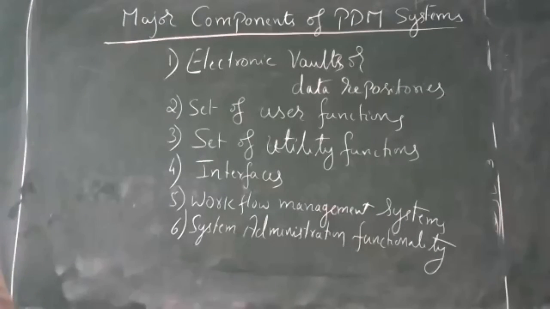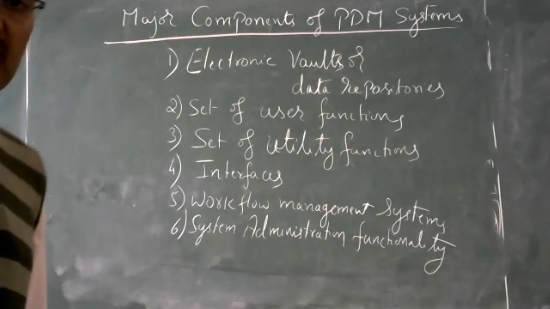Okay, anyhow, it's time. Today we tried to discuss what is meant by a PDM system and the things we looked into, with some very simple examples. If you students were here, you would have given much better examples. We have started the next topic, the major components of this PDM system. Today we completed the electronic vault and the user functions. In the next class, we will discuss the remaining utility functions, interfaces, workflow management, and administration functionality.